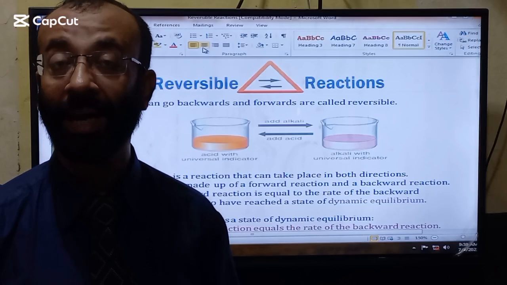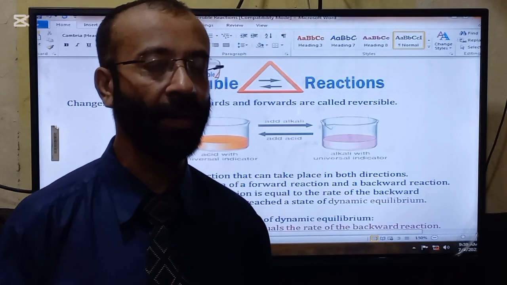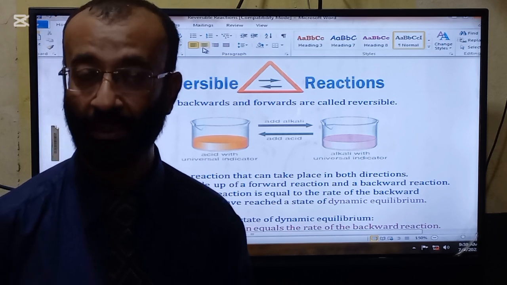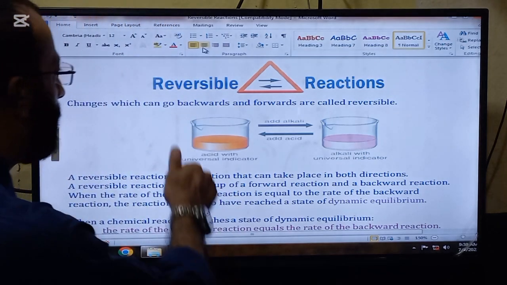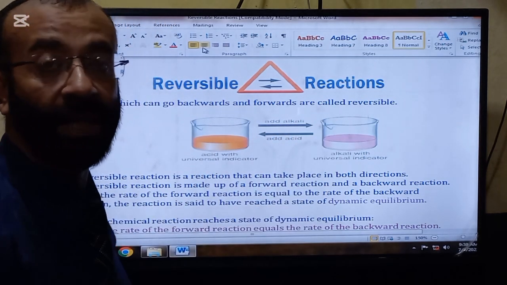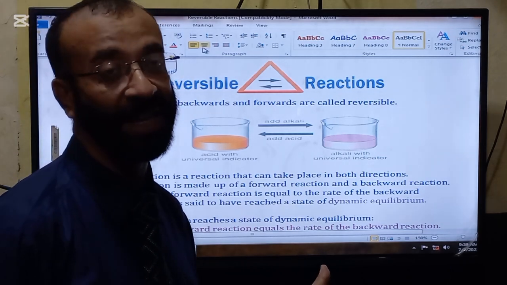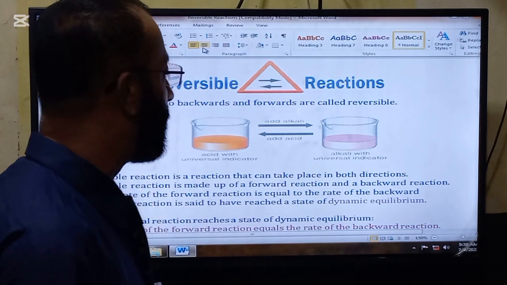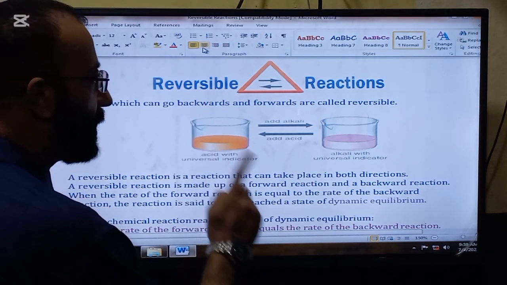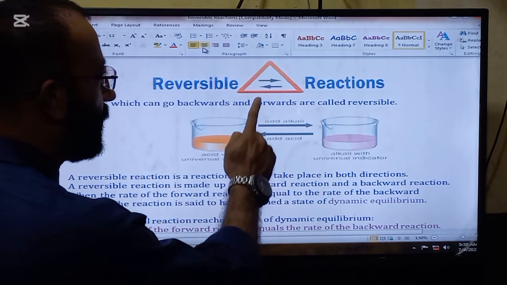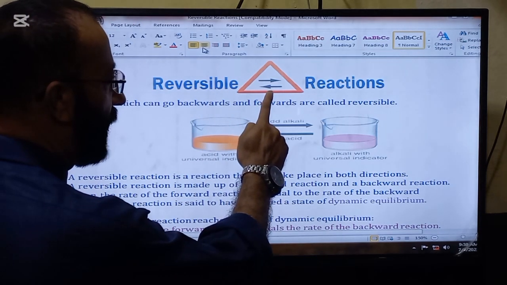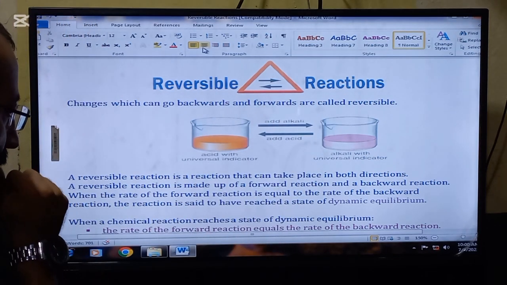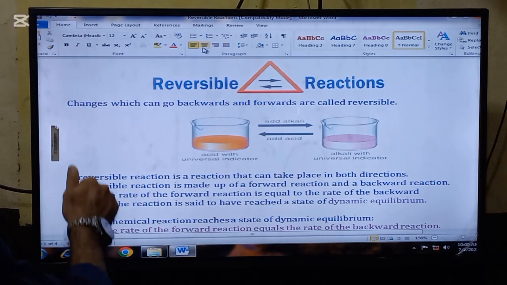Good morning, students. Our today's topic in the subject of chemistry, O levels, under acids, bases, and salts is reversible reactions. This is a very important topic. Again, a technical topic; a lot of concepts will be involved. So concentrate yourself. The first thing to remember is this is the sign that will be used for reversible reactions. We are going to start now.